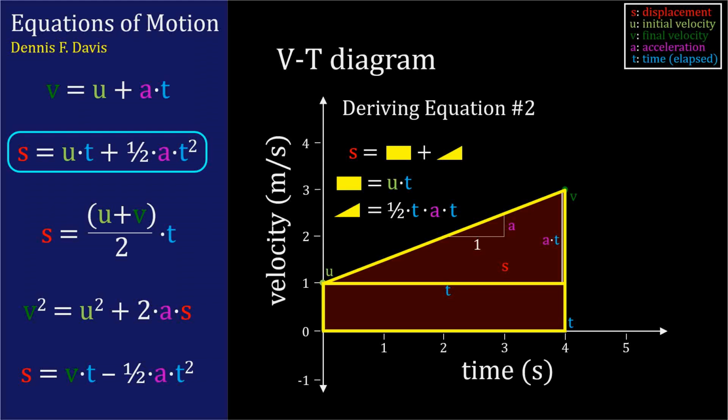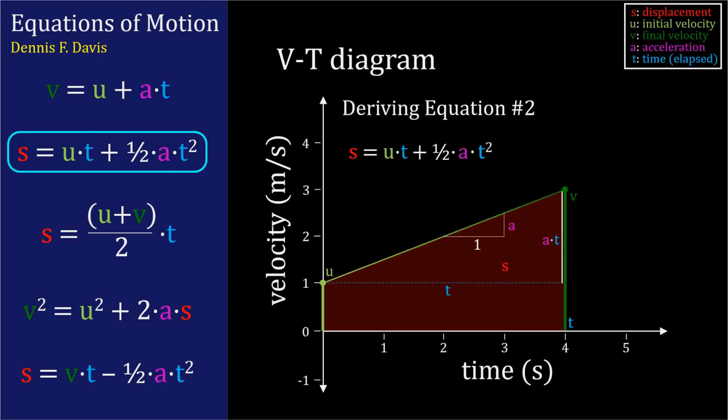Gathering our terms, the area of the triangle equals 1/2 at squared. So the displacement, the red area under the velocity line, is the area of rectangle plus triangle, ut plus 1/2 at squared, and that's equation number 2. Equation 3 is another equation that isolates s.